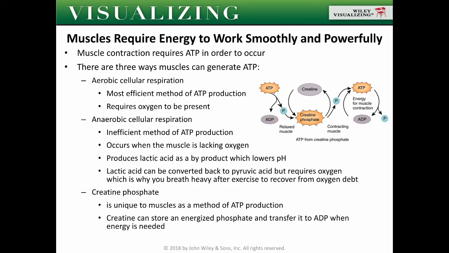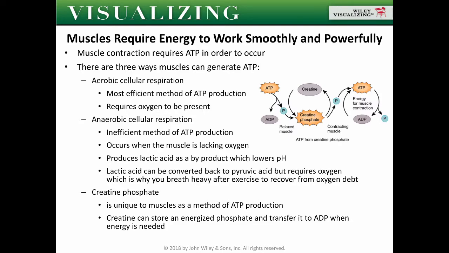Muscle contraction requires ATP in order to occur. There are 3 ways the muscle generates ATP. The first is aerobic respiration, which is the most efficient method of ATP production. Why? Because for aerobic cellular respiration, a single glucose molecule can generate 32 ATP. But also, since it's called aerobic, it requires oxygen to be present, and it takes quite a longer time.